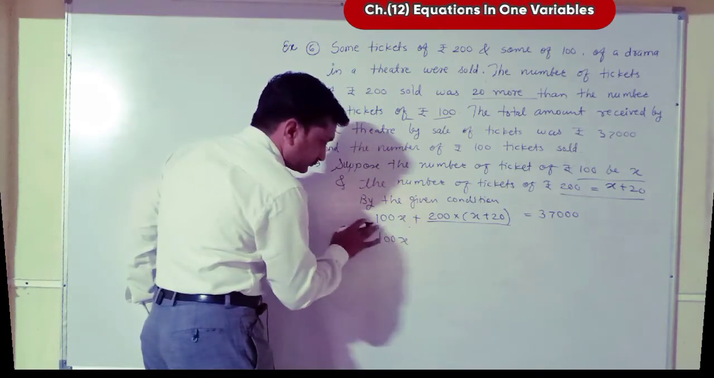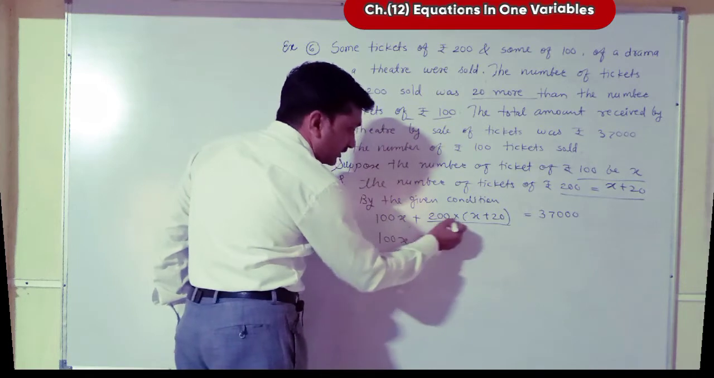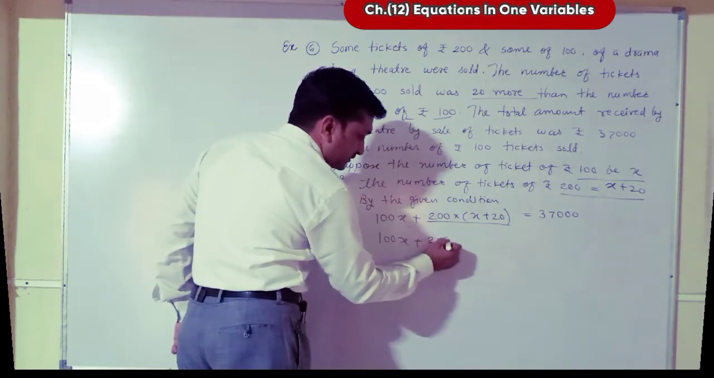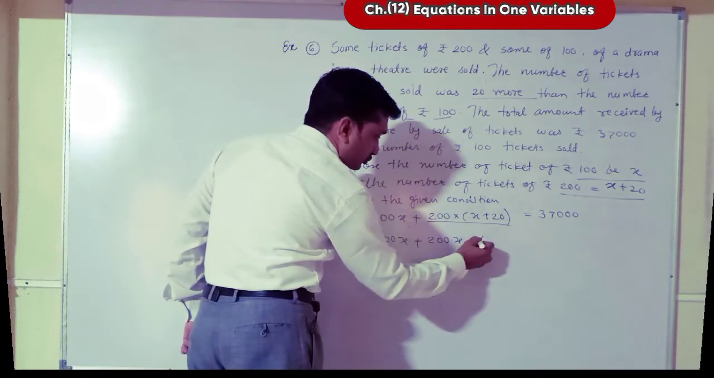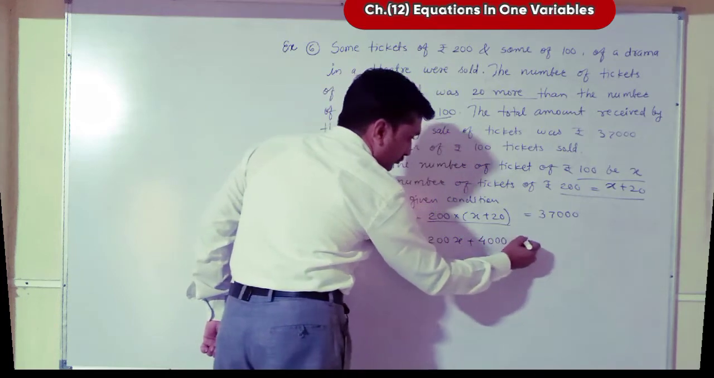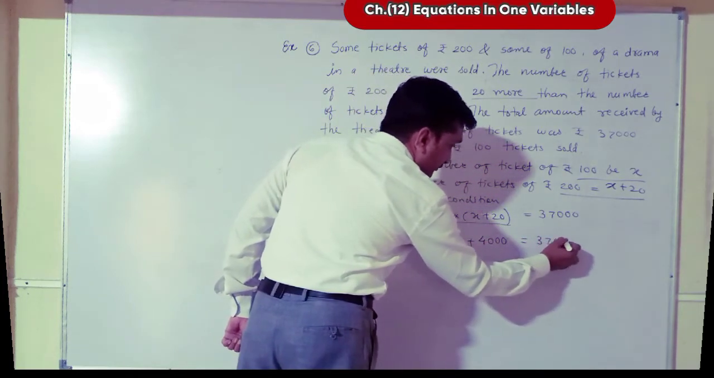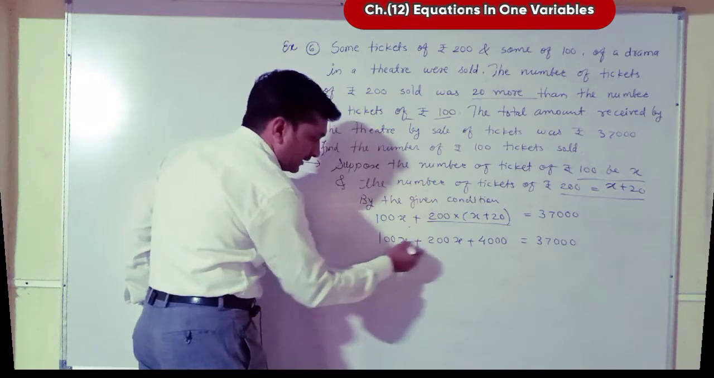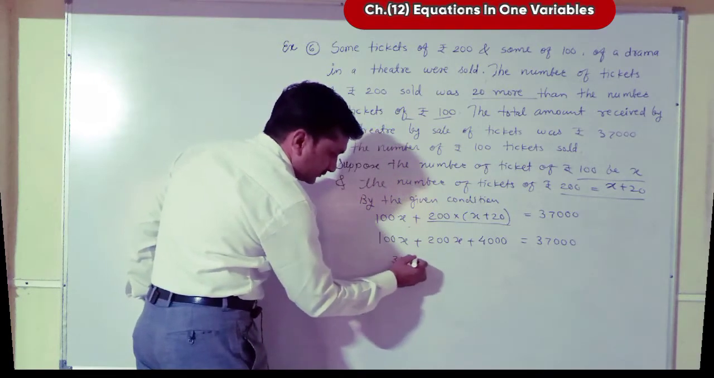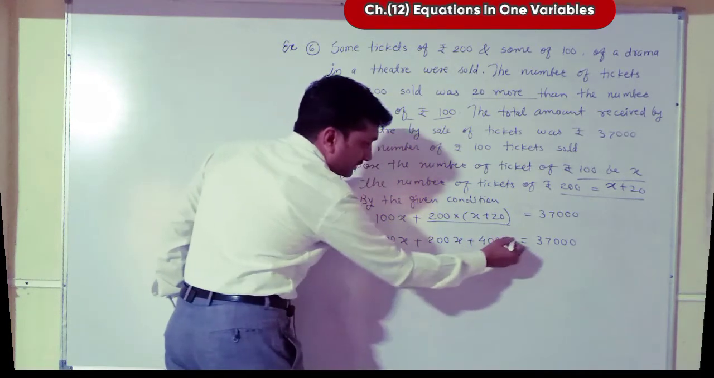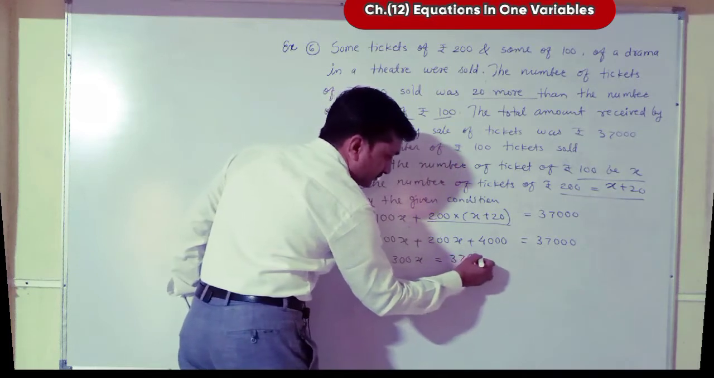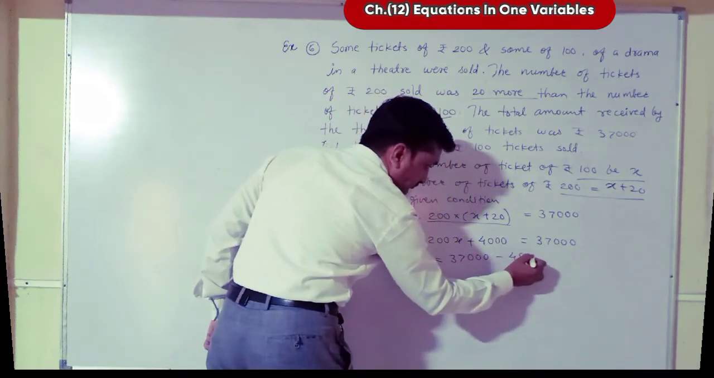100x plus, now multiplying here, 200x plus 4,000 is equal to 37,000. Now add like terms: 300x is equal to, now transferring this to the right side, 37,000 minus 4,000.